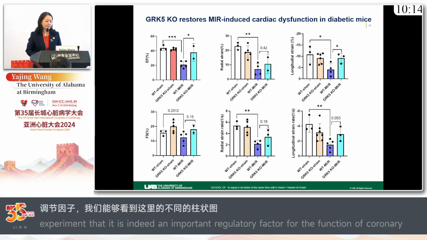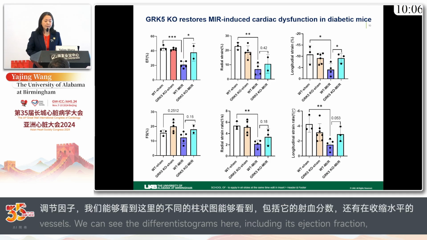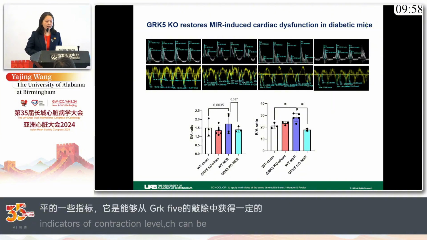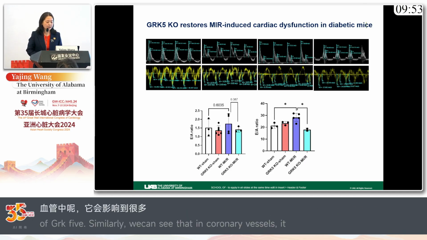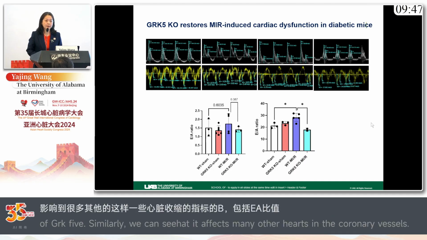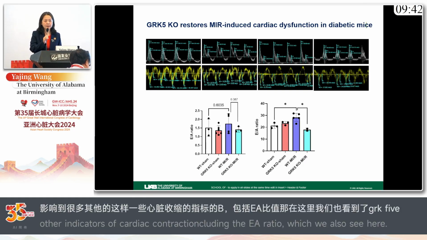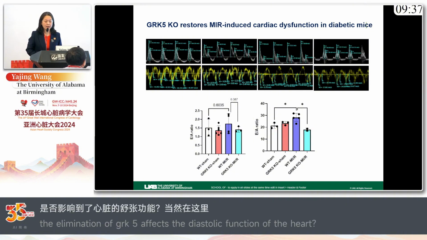We can see ejection fraction and their contracted levels can also be maintained after GRK5 knockout. And because GRK5 is in the endothelial cells of the coronary artery, it can affect a lot of cardiac relaxation function. We're also using the E/A ratio to measure how GRK5 can affect the heart relaxation. Of course, in heart failure, contraction function is definitely affected, but relaxation function also cannot be ignored.